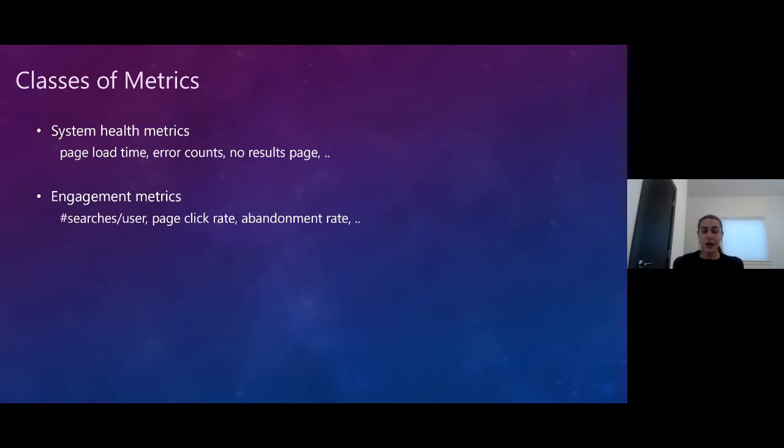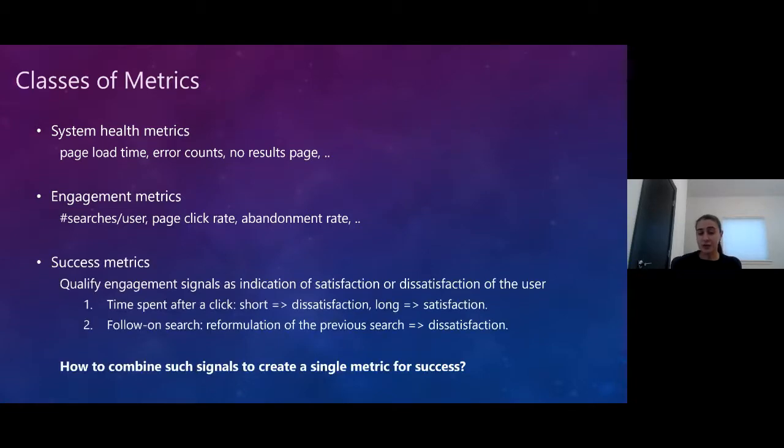So this is really how many searches did the user do, page click rate, abandonment rate, how much did the user engage with your product overall. But not all engagement is created equal, right? Not all clicks are the same. Maybe the user clicks somewhere and then goes back directly from that landing page, which is usually an indication of dissatisfaction. So that's why the other class of metrics that we want to look into is what we call success metrics. What these success metrics do is that they qualify the engagement signal so that you can have more of a classification of this being satisfaction or dissatisfaction for the user.